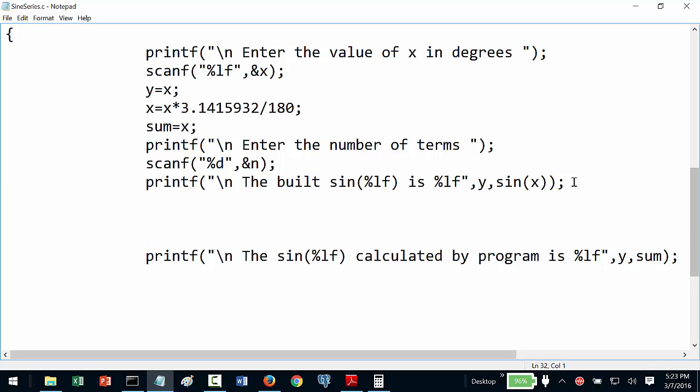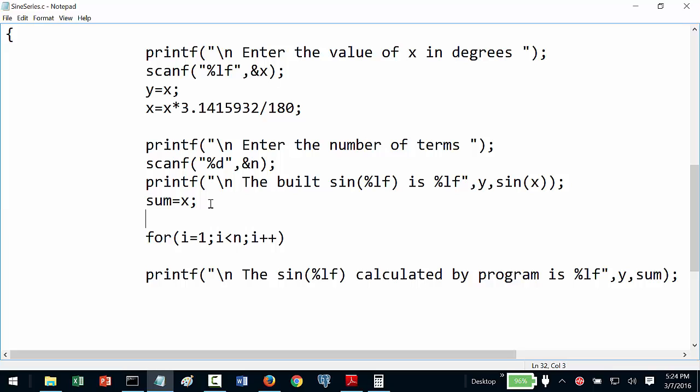So what we will do is we'll just put it in a loop so that you will know how this value finally coincides with that value. So for i equal to 1, i less than n, i plus plus. You know why we did that? Because our sum initially is x, right? So that is the reason we do that. So our sum is x, our term is also x.